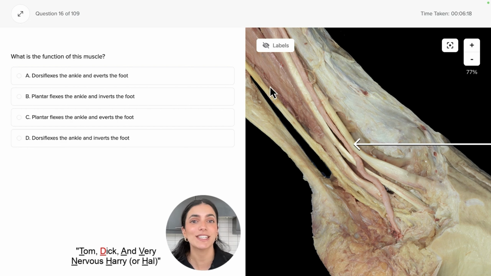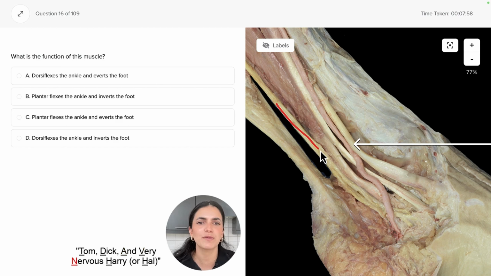We then have Dick, who is our flexor digitorum longus muscle. We can see the muscle belly as well as the tendon of that muscle as it passes through the tarsal tunnel adjacent to the tibialis posterior. Then "and" represents the arteries. This right here is the posterior tibial artery. So Tom, Dick, and "very" would represent the vein. The vein has been dissected away here, but it would be traveling adjacent to the posterior tibial artery and draining the blood coming from the plantar surface of the foot up towards the leg.